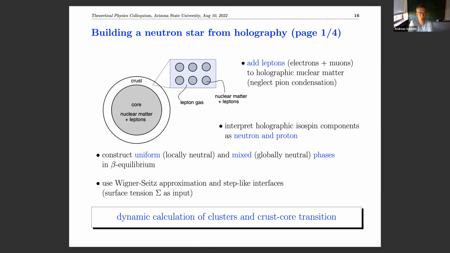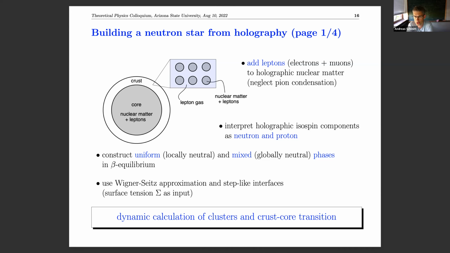Okay, so this was the preparation. I should mention that among the holographic models, we were the first ones to really introduce isospin asymmetric nuclear matter. There are other holographic works, I will mention them later, or where you can find them, which just pretend it's all symmetric nuclear matter or symmetric quark matter.